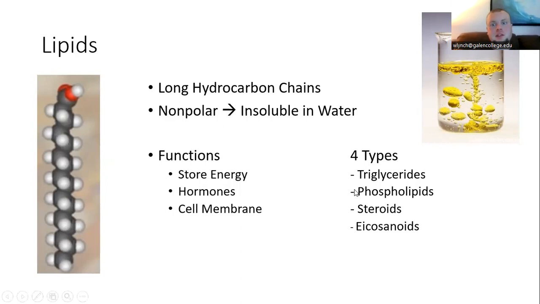There are 4 types of lipids that we find in the human body. Triglycerides, which form the storage form of fat, which is adipose tissue. Phospholipids, which form the cell membrane. Steroids, which form the steroid hormone groups. And eicosanoids, which are immune cells and work in inflammation.